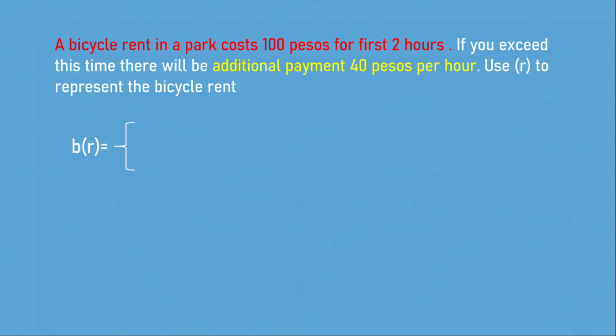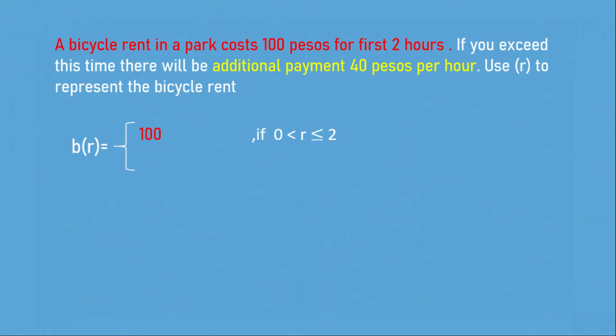The red-colored words are the first condition in this problem. It says that a bicycle rent in a park costs 100 pesos for first 2 hours. So, if you write it, it's going to be 100 if 0 is less than R and R is less than or equals to 2.